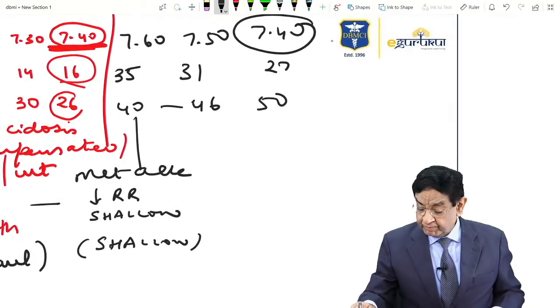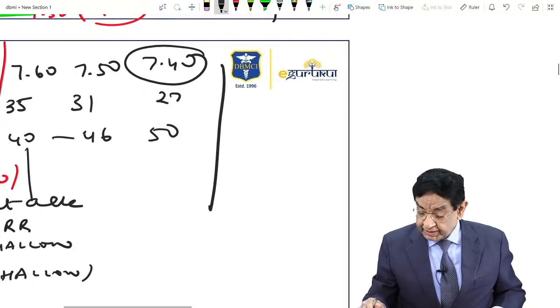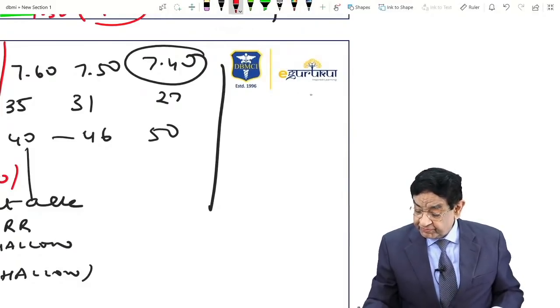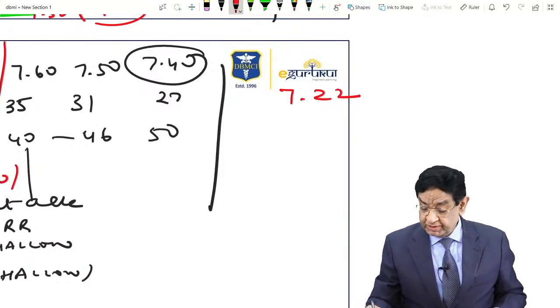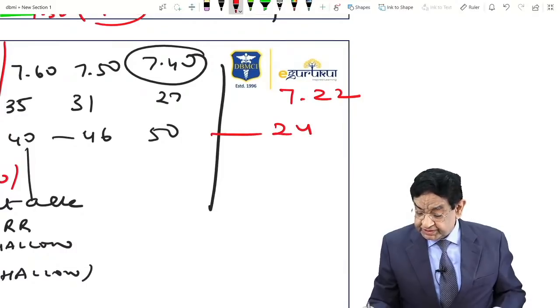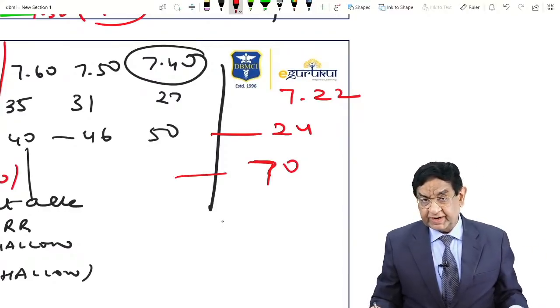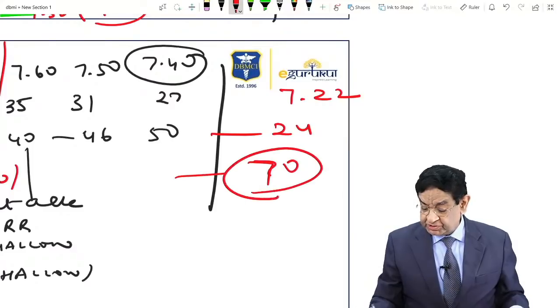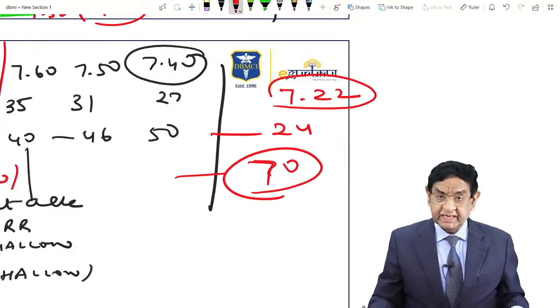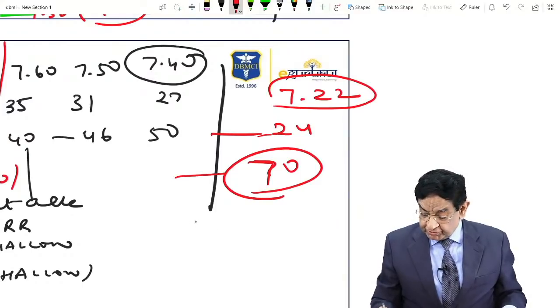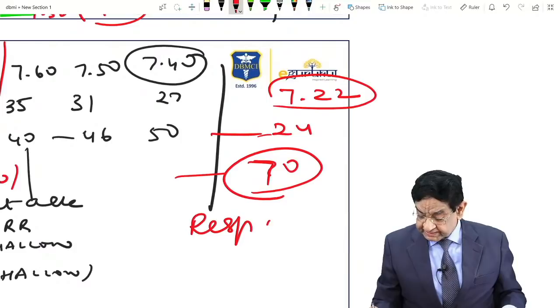Let's talk about one more case. We have a pH of 7.22. It is acidic beyond doubt. Bicarb is 24, it is normal, and CO2 is 70. So CO2 is increased. This is a case of respiratory acidosis. CO2 is high, pH is in the acidic range, and bicarb is normal. So it's a case of acute respiratory acidosis.